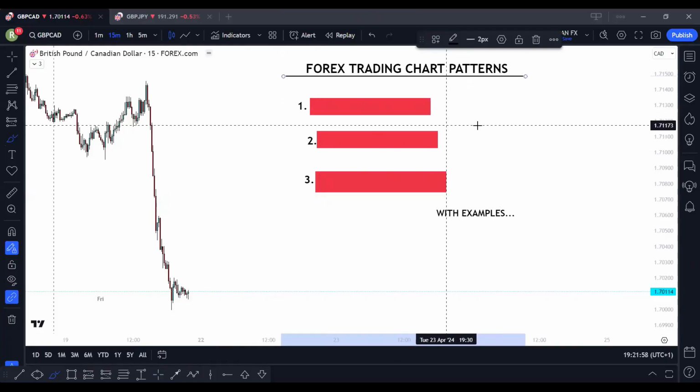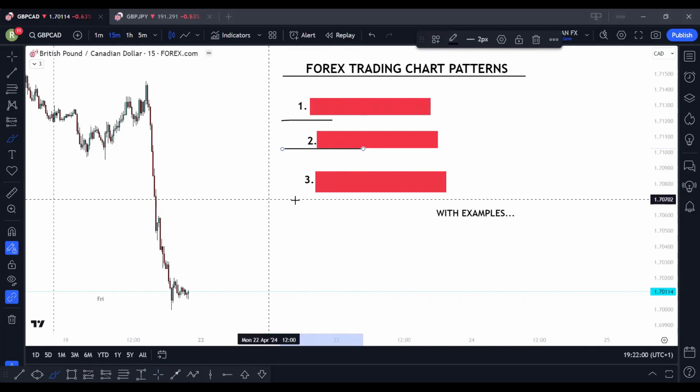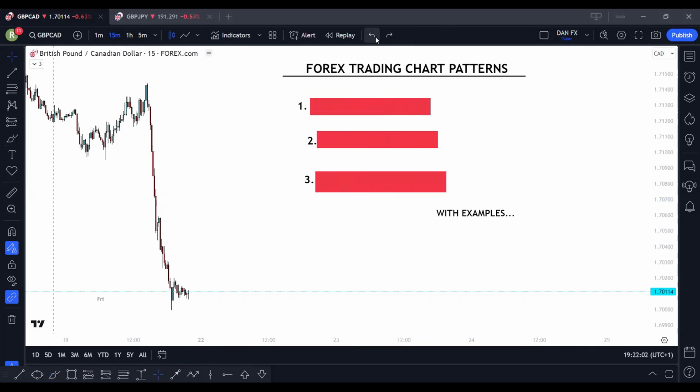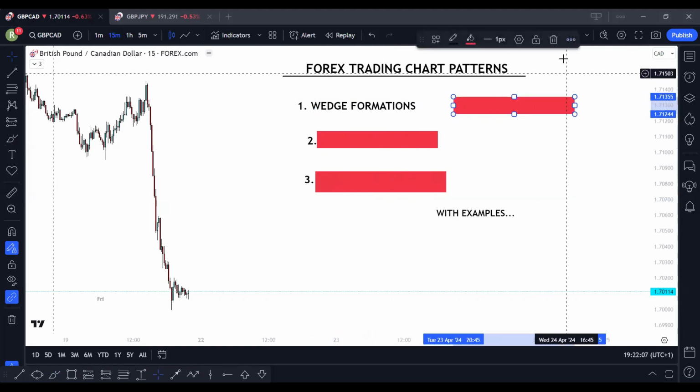Forex chart patterns. I'm going to be showing you the 3 chart patterns. I'm going to be revealing them one by one. All right, so the first one is wedge formations.